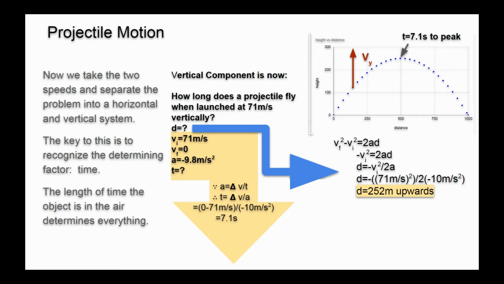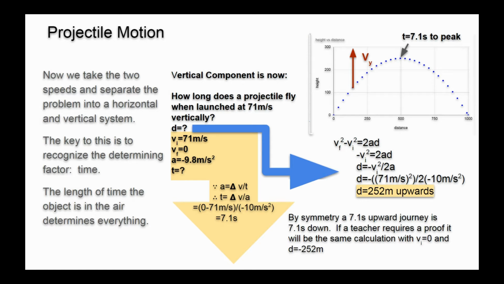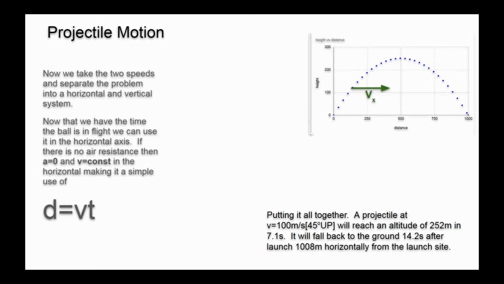Now this is a symmetrical problem. If it took you 7.1 seconds to go up, it's going to take you 7.1 to come down. The only change would be you're now starting with a VI of 0 and a VF of 71 downwards and a distance which is downwards. So you can usually claim symmetry, but if a teacher requires proof, you just recalculate and just relabel and change the signs on your distance and your speed.